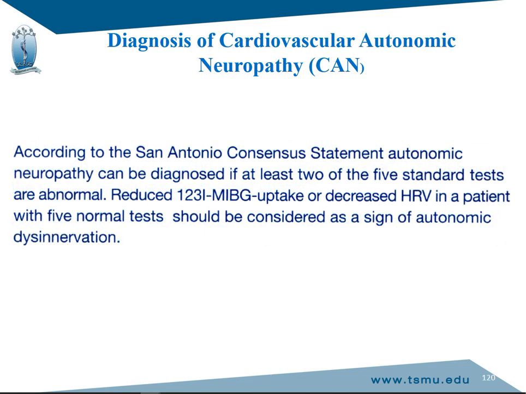According to the San Antonio consensus statement, autonomic neuropathy can be diagnosed if at least 2 of the 5 standard tests are abnormal, and reduced 123 iodine MIBG uptake or decreased heart rate variability in a patient with high normal tests should be considered as a sign of autonomic degeneration.